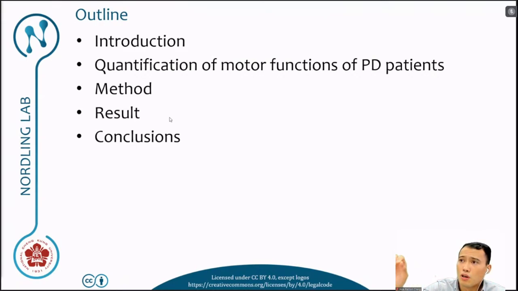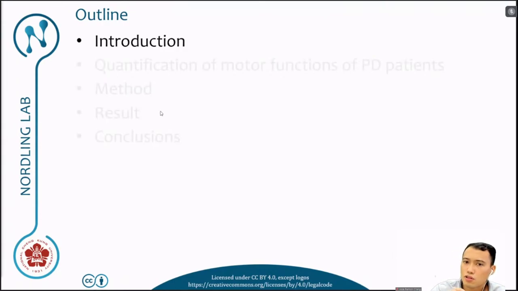So we will start by introducing what is Parkinson's disease and why this problem is so hard to do, and also why we want to solve this problem. Then we will talk about the current methods for quantifying the motor function of Parkinson's disease patients. Then we will talk about our methods. So what computer vision methods did we use to try to do this? And then we will talk about further analysis on the data, what we got, and what conclusions we can draw from our results.